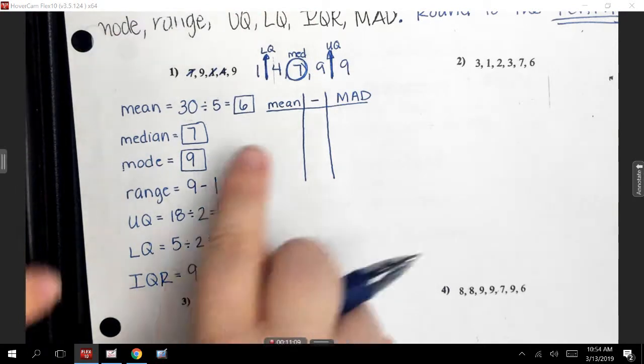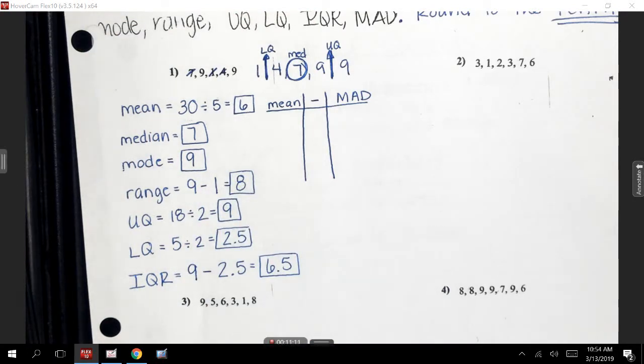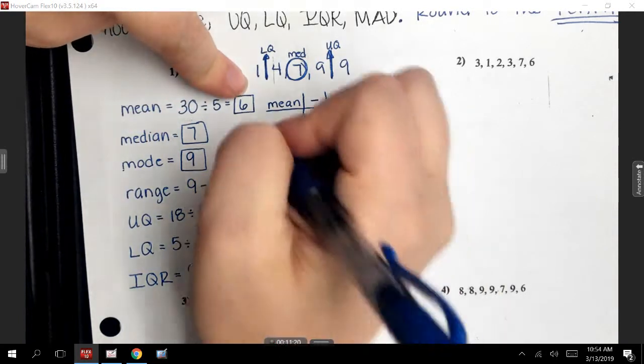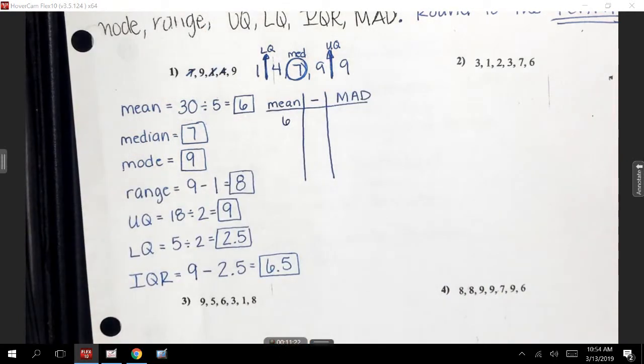All right, so it says mean first. Guys, we've already done the mean, haven't we? Do I want to do it again? No, what was my mean? What does it say? 6. So I'm just going to write 6 there. Y'all okay with that? Ta-da! We already did the work. Let's just write the number. All right.